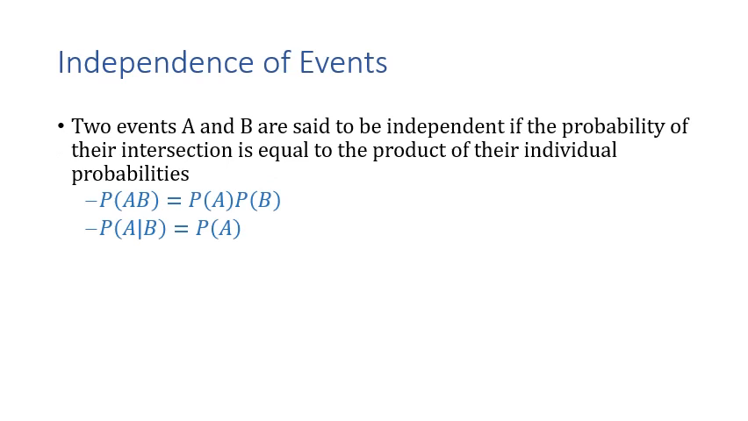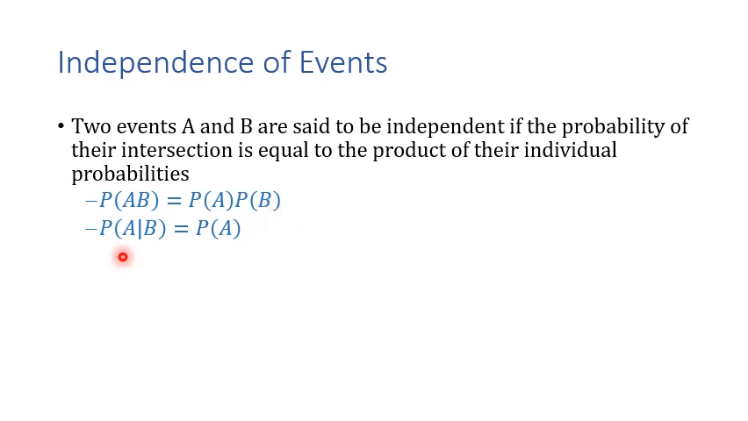Let's see the independence of events. Two events A and B are said to be independent if the probability of their intersection, P(A intersection B), is equal to the product of their individual probabilities. Here's the formula. If the two events are independent, then the probability of A intersection B is equal to P of A multiplied by P of B.